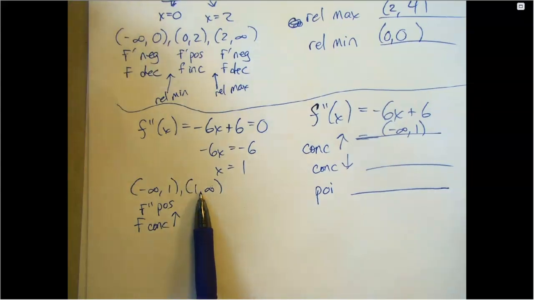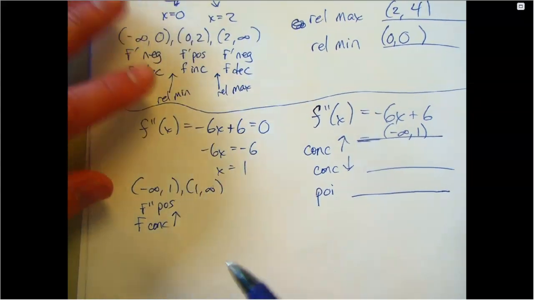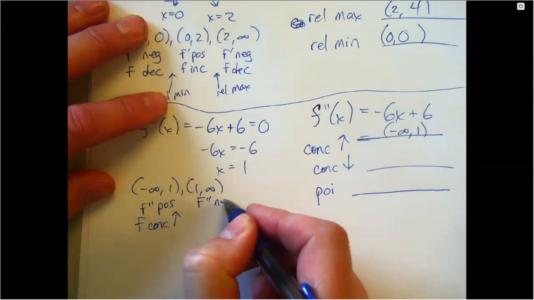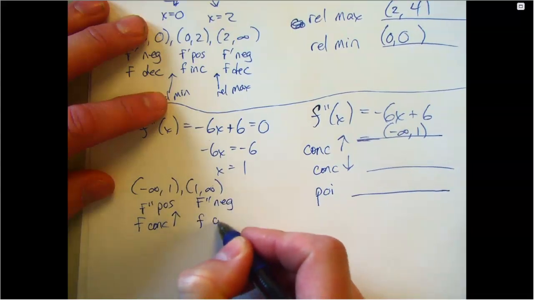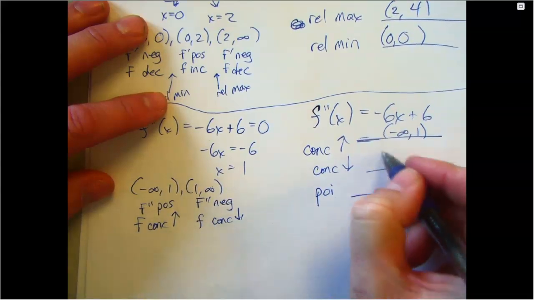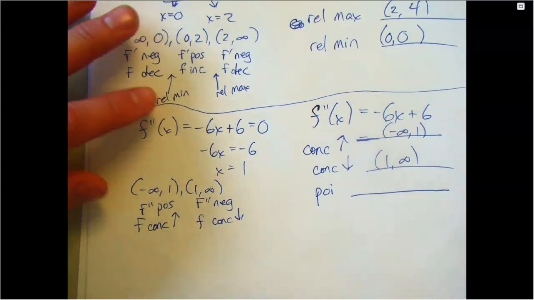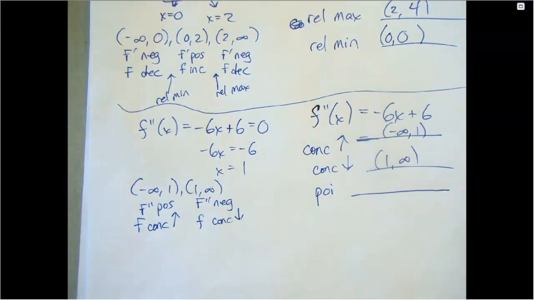Plug in like 10. If I plug in 10, the second derivative is going to be negative, which means we are trending down from 1 to infinity. So we do have a switch to the third point of inflection.